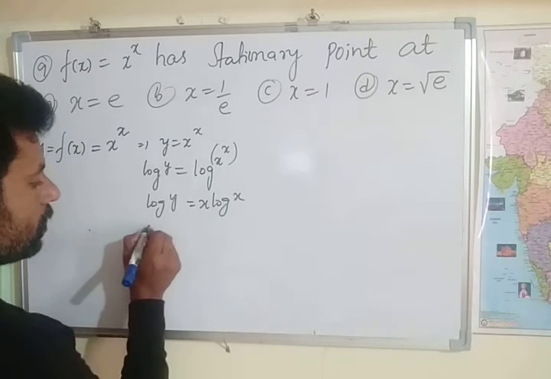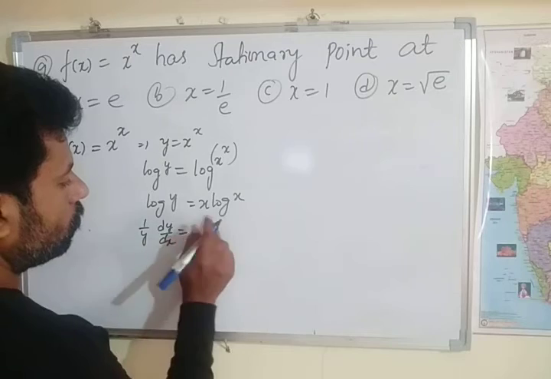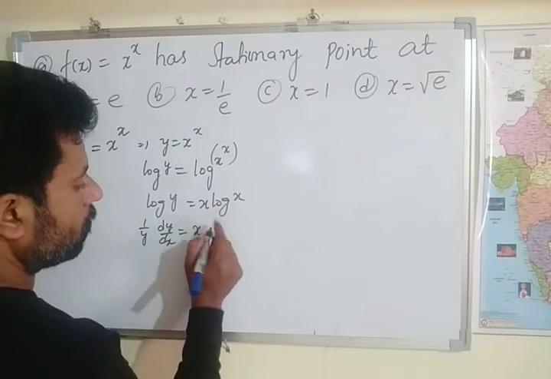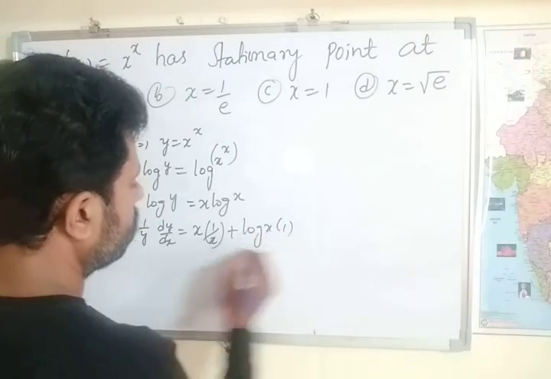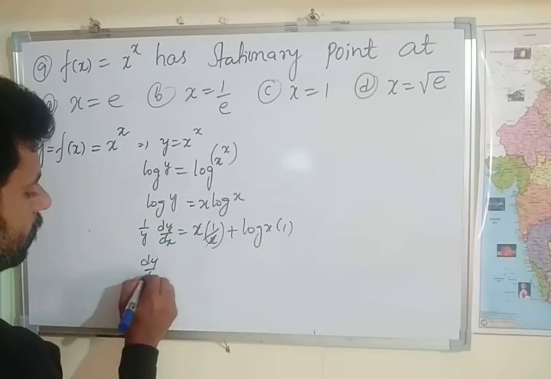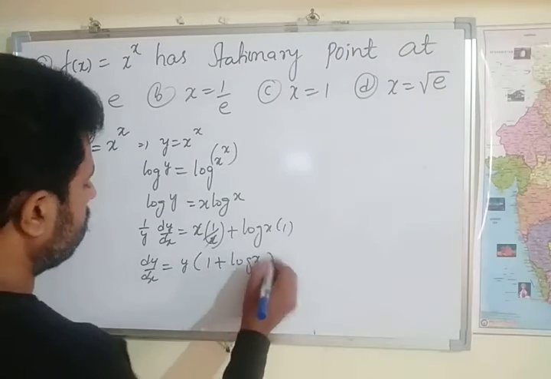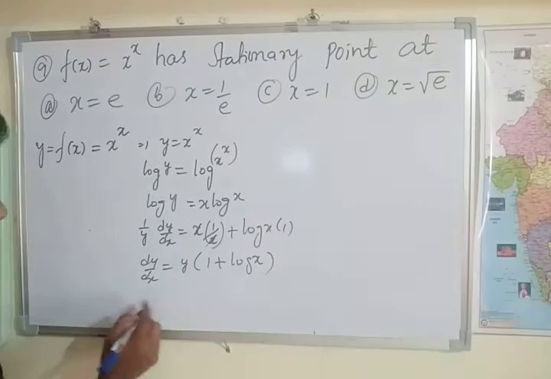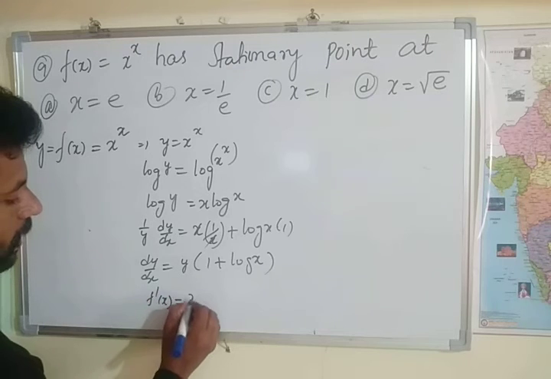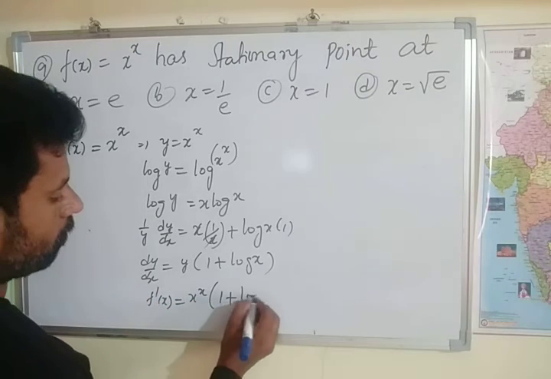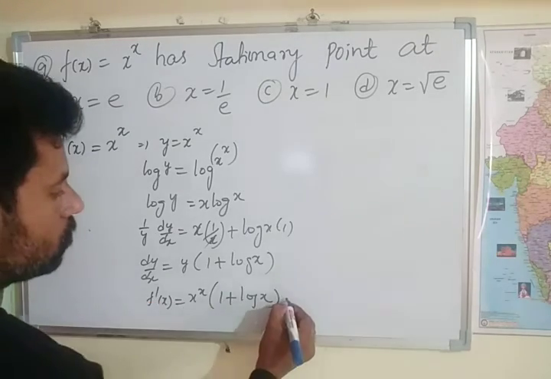Now here differentiate with respect to x on both sides. 1 by y into dy by dx is equals to u into v formula. X into derivative of log x is 1 by x plus log x into derivative of x is 1. So x get cancelled. Dy by dx is equals to y into 1 plus log x. See, dy by dx means f dash of x, or you can say derivative of this result. F dash of x is equals to y, which is x to the power x, into 1 plus log x. See, at stationary point means this derivative is equals to 0.